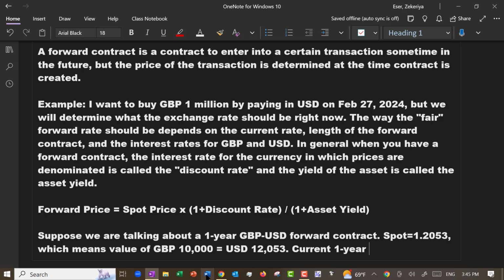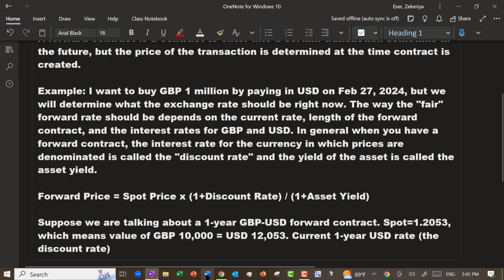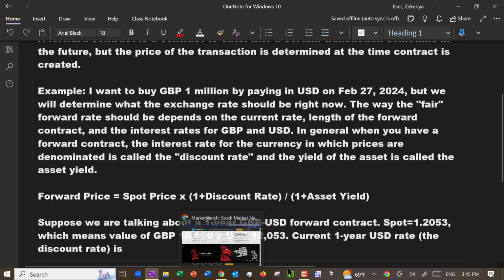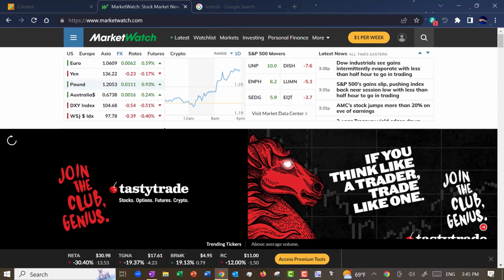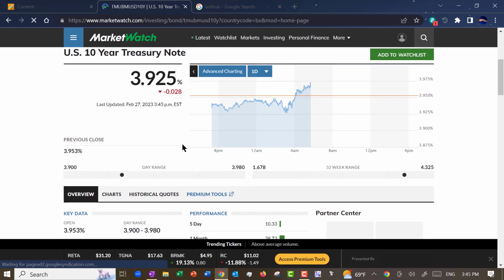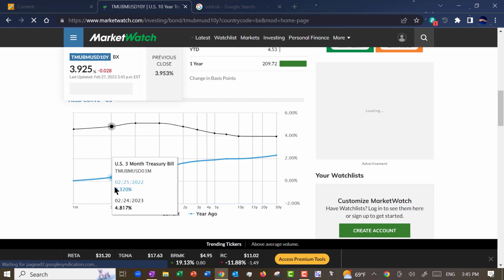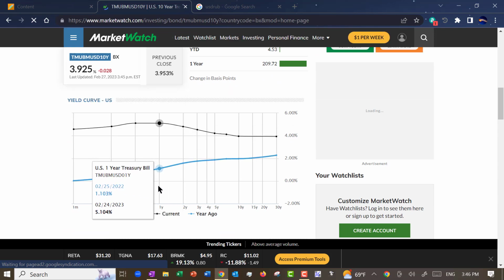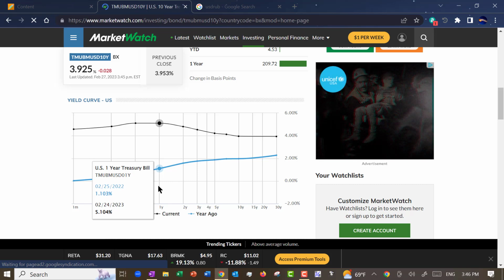The current 1 year USD rate, the discount rate, is, let's find out. I'm going to find this from the yield curve. We can find it in other places too, but it's going to be easier to get here. Let me see, 5.104.